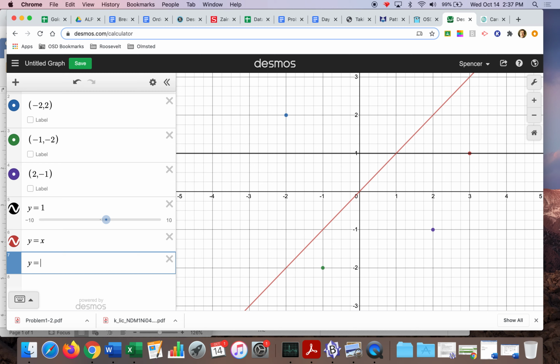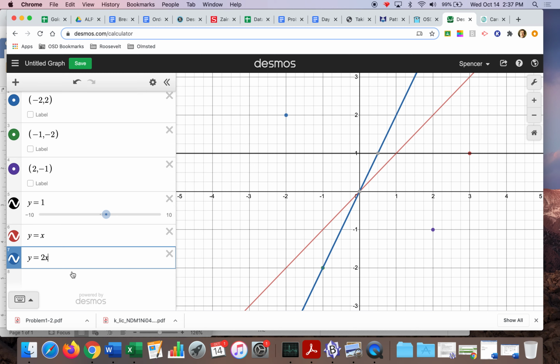If we said y equals 2x, right, now we're making a steeper line. So 2 times x is y. So if x goes over 1, okay, y is going to be 2 times 1. It's going to go up to 2. So y is twice as big as x is. And this is graphing points and lines on Desmos.